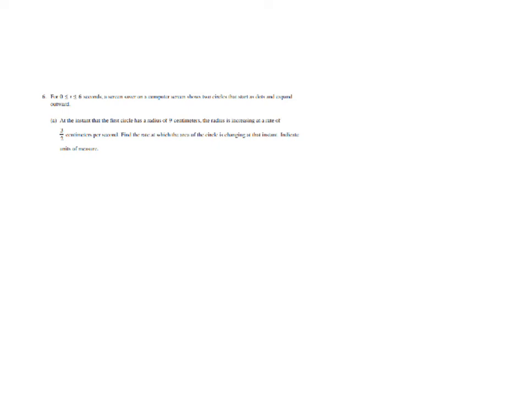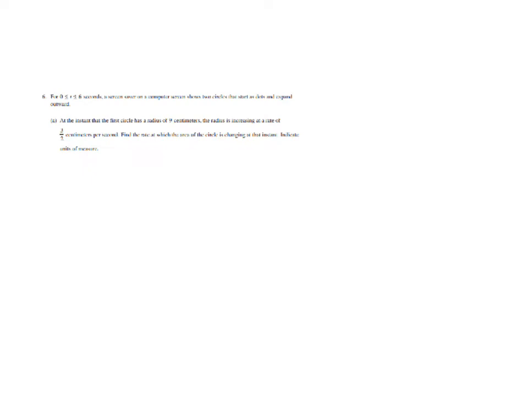All right, so this is another question that's not in your binder, but you should have printed or looked at the PDF file ahead of time. For 0 to 6 seconds, a screensaver on a computer screen shows two circles that start as dots and expand outward. Hopefully you can picture that, and as the circle expands, it's getting bigger and bigger, which should lead you toward related rates thinking.